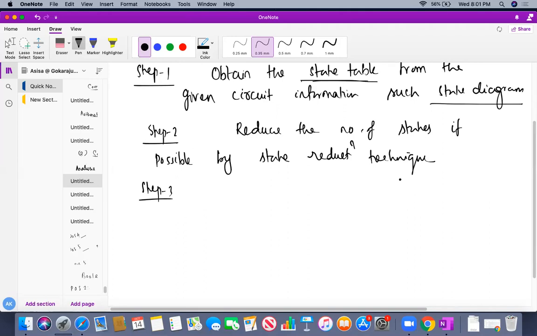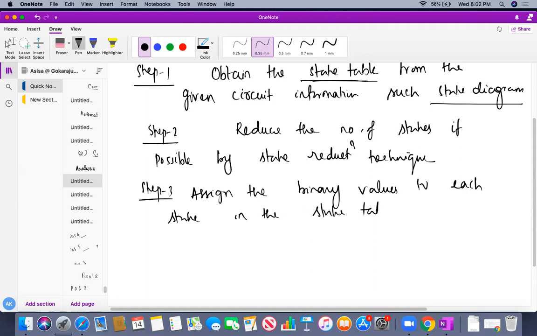So step 3 is to assign the binary values to each state in the state table. You have already got the state table from the state diagram. Now you have to assign the binary values to each state present in the state table.